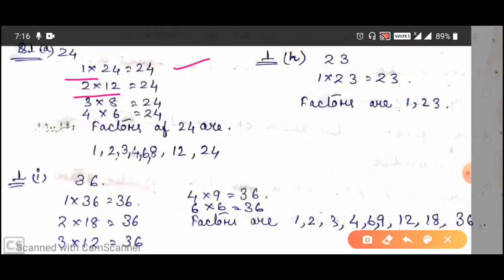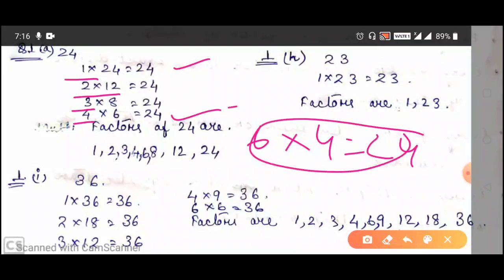After 2 we will think about 3. So 3 into 8, 24. After 3 we will think about 4. 4 into 6, 24. Then we will think about 5. In the multiplication table of 5 we cannot get 24. In the multiplication table of 6 we will get 24, but we have already written 4 into 6, 24. So after that we need not write it again.